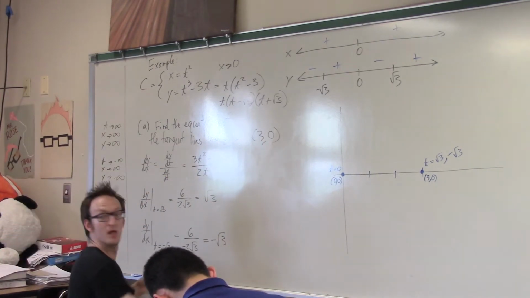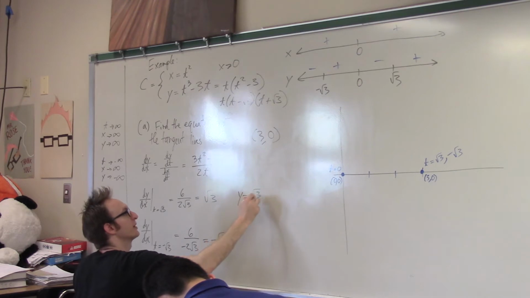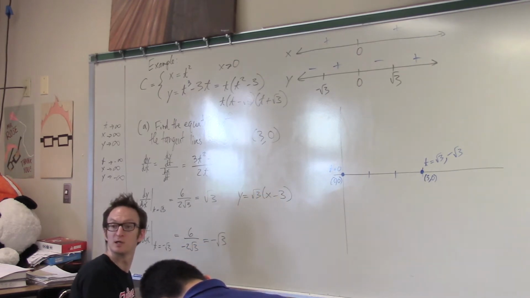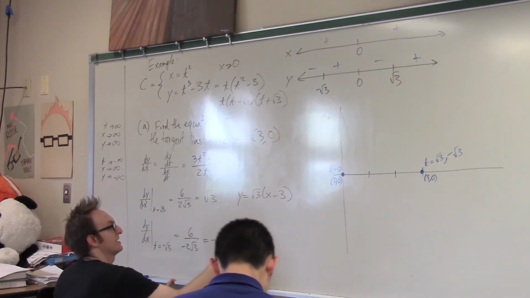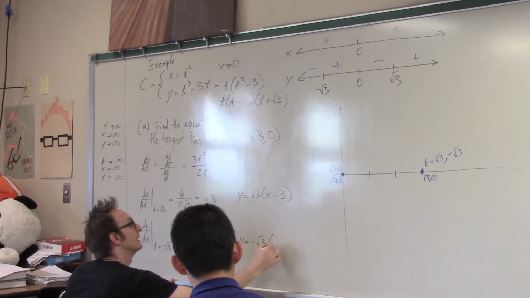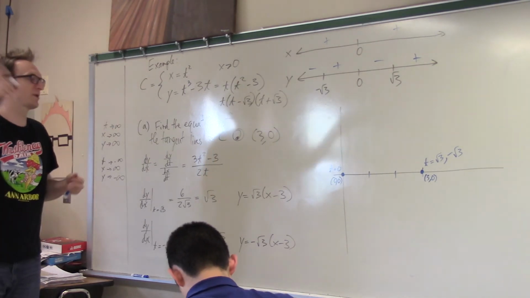All right, so I know the slope and I already knew the point. So I claim that this line must be the line y equals root 3 x minus 3, because it goes through the point (3, 0) and has slope root 3. Agree? And the other line must be y equals negative root 3 x minus 3.